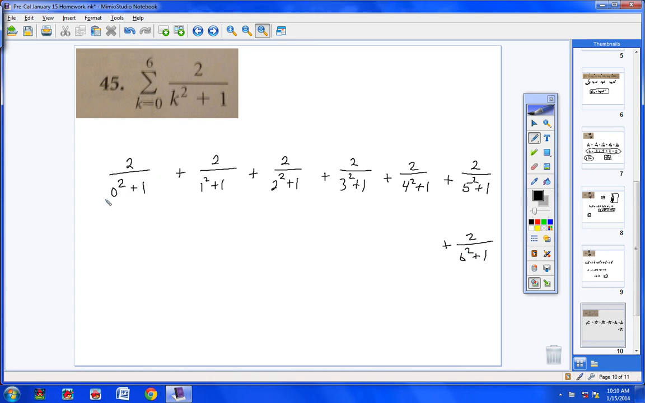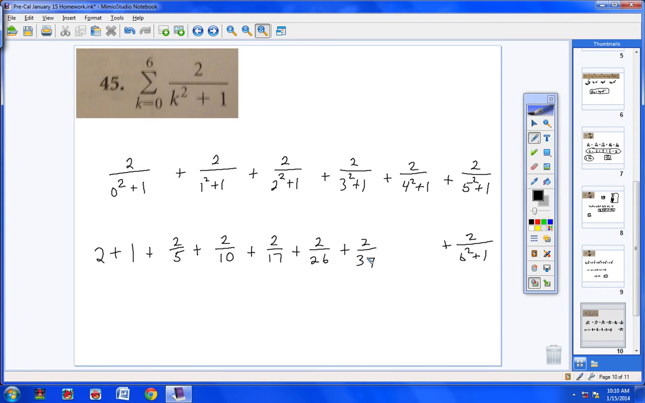So, real quick here, 0 squared is 0, plus 1 is 1, so 2 over 1 is 2, plus 1 squared is 1, plus 1 is 2, so 2 over 2 is 1, plus 2 squared is 4, plus 1 is 5, so 2/5, plus 3 squared is 9, plus 1 is 10, so 2/10, plus 4 squared is 16, plus 1 is 17, so 2 over 17, plus 5 squared is 25, plus 1 is 26, so 2 over 26, plus 6 squared is 36, plus 1 is 37, so 2 over 37.